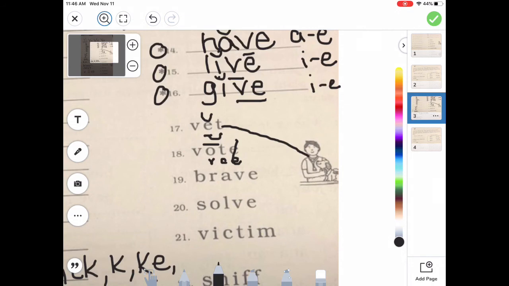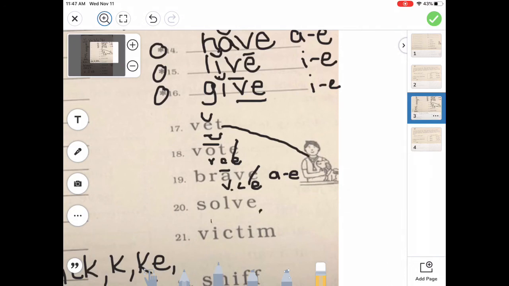So vet and vote. All right, on the next one, where are my vowels? I've got A as a vowel and I have E as a vowel. I've got a consonant between them, so this is going to be an A sneaky E word, or A consonant E word. So my A is going to be long, so I'm going to put that macron on top, and my E is going to be silent. Very good. So now I have brave, brave. Good job. All right, guys, this word's a little bit different. Look at where my vowels are. Okay?